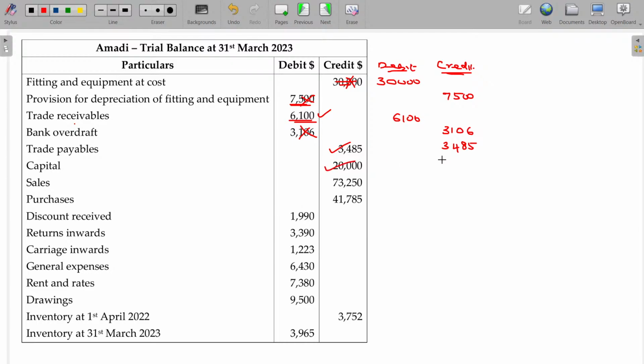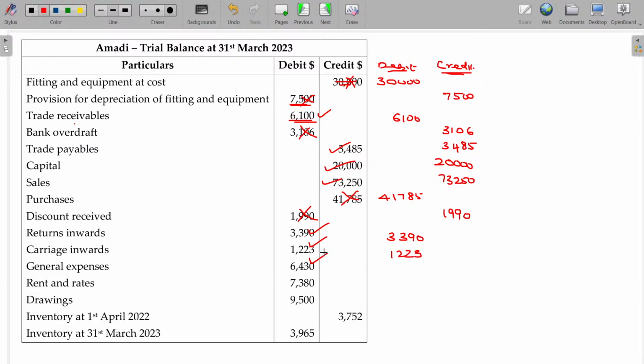And capital should be on the liability side, also correct. And sales, credit side, also correct, 73,250. And purchases should be in debit, so it's wrong; I post that on the debit side, 41,785. Discount received is your income and should be on the credit side, 1990, so wrong. Returns inward is sales return, they have done it correctly: sales is on the credit side, returns inward is the opposite side, the debit side, correct. So 3,390 correct. And carriage inward 1,223 is an expense, debited, correct.